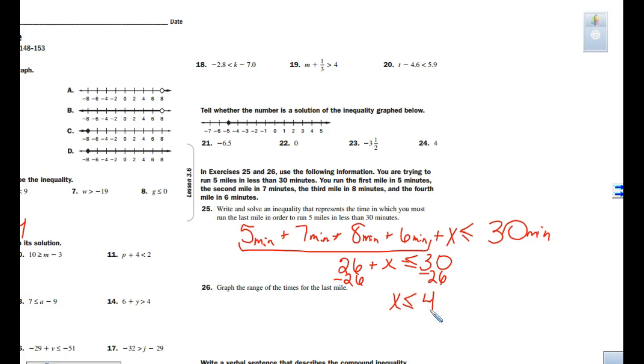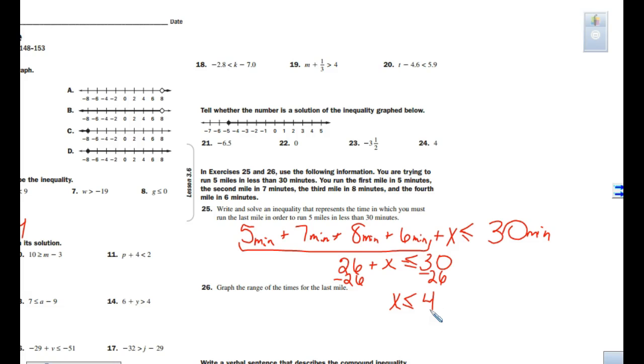Could he run a 4-minute mile and get less than 30 minutes? That's impossible. He's really fast. It is. He could. And so it says, what are all of his possibilities? Can he run a negative time?